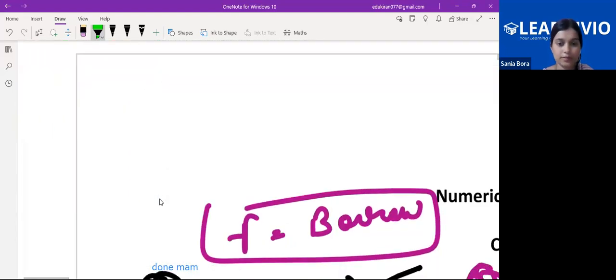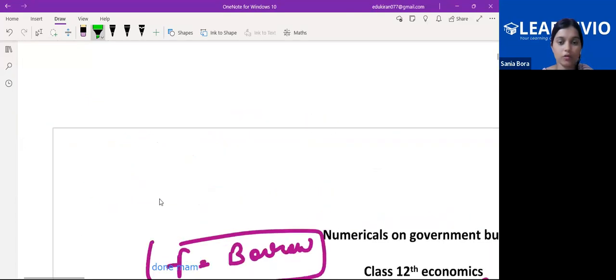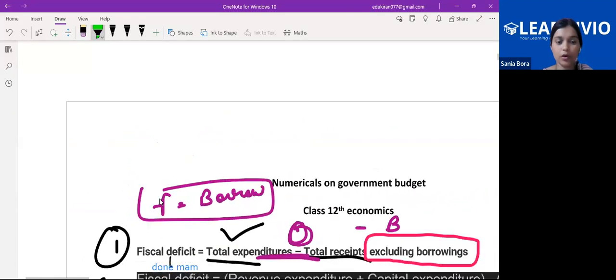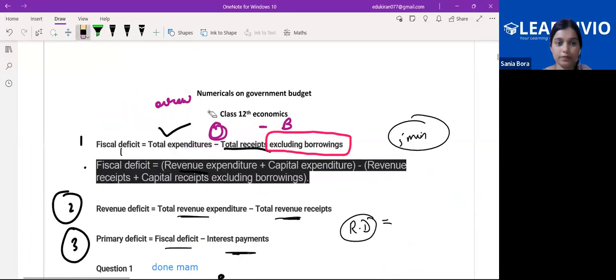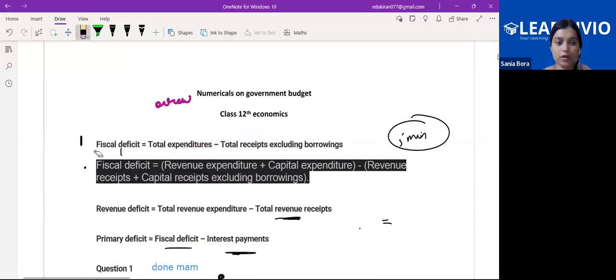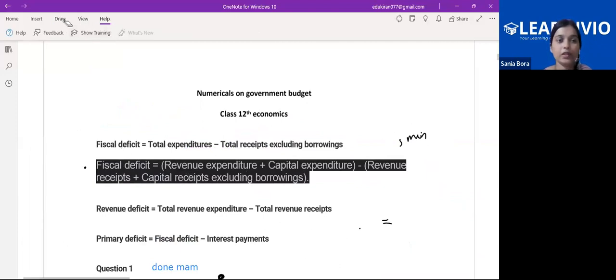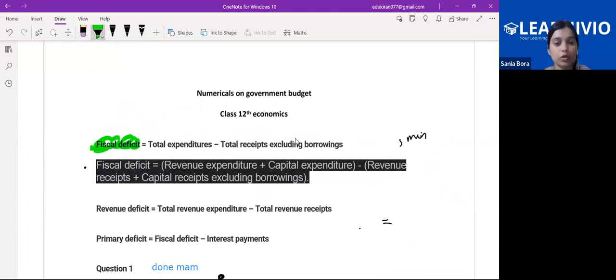Now, the numerics. First you will write all the formulas in your notebook, then we will start with the numerics. There are only three deficits, so you have to find only three deficits. The first one is fiscal deficit, which is total expenditure minus total receipt excluding borrowing. Total expenditure is made up of revenue expenditure and capital expenditure, and total receipt is made up of revenue receipt and capital receipt. Clear? Then revenue deficit and then primary deficit.